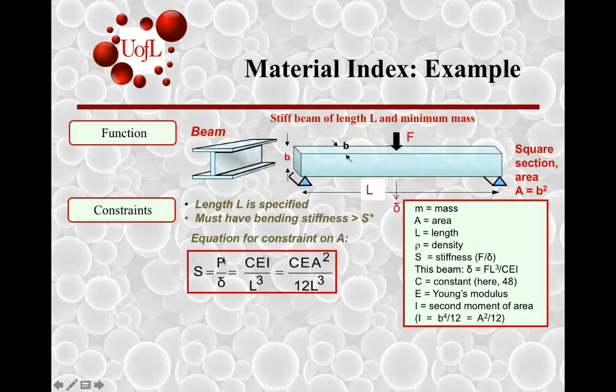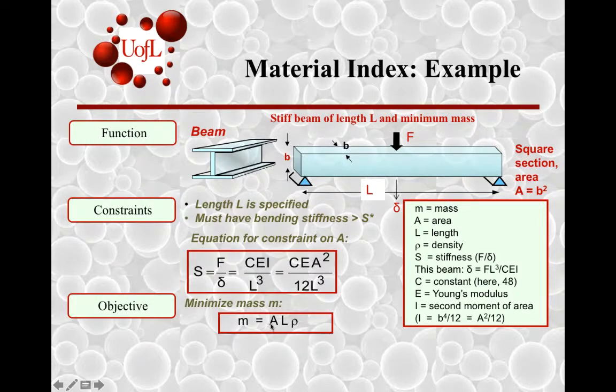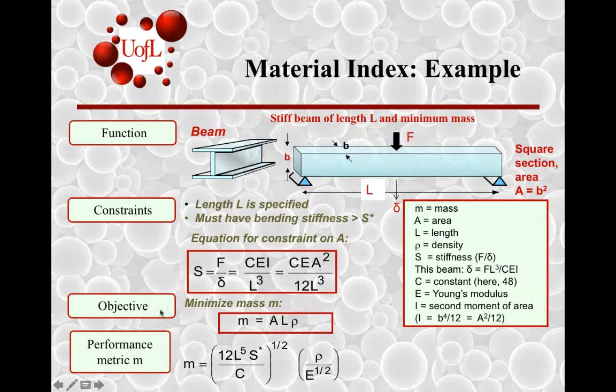So when you replace the term for the deflection delta, you will get this term. And if you replace the term for I, you will get this combination. The objective is to minimize mass, which is A L rho. And if you eliminate A in the stiffness equation and rearrange terms, you will get this seemingly complex performance metric with a material index of E to the power half divided by rho that has to be maximized in order to minimize mass.